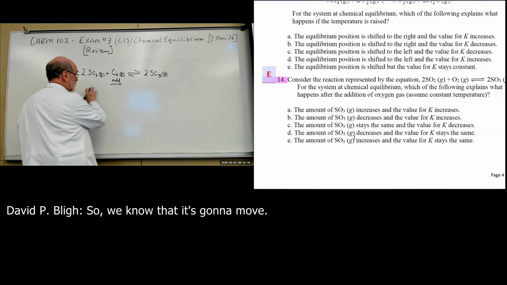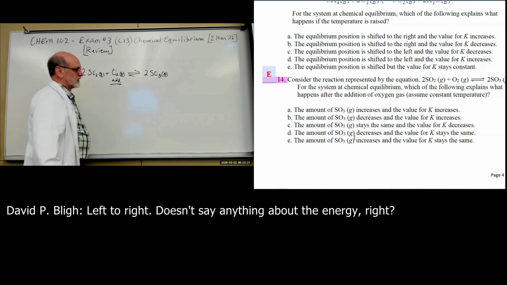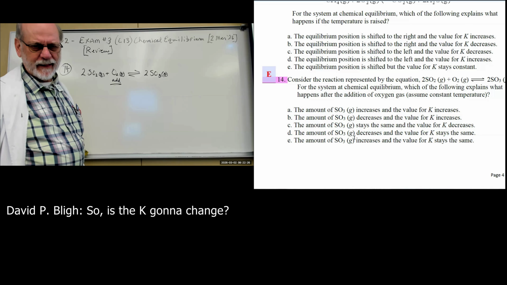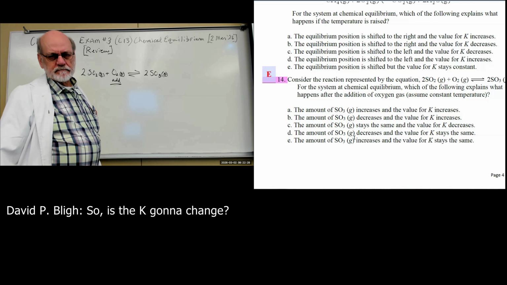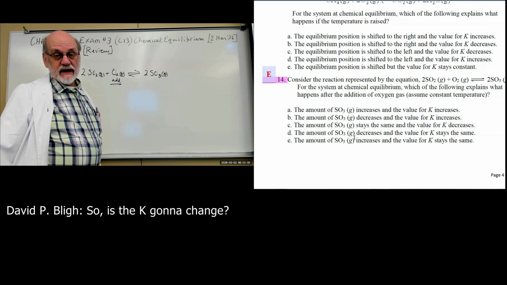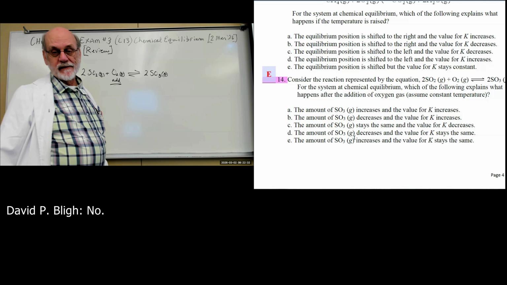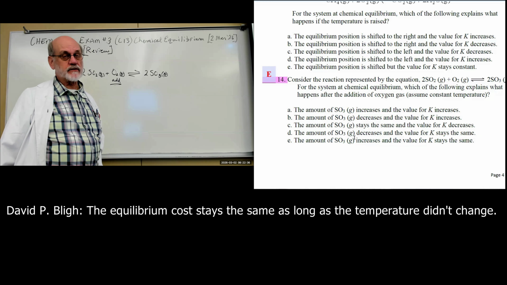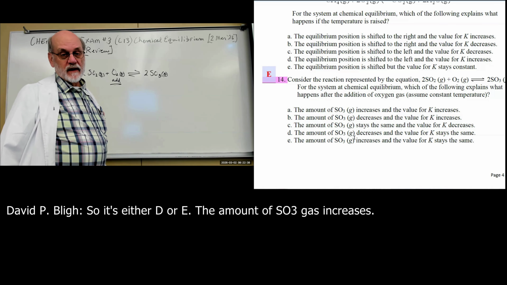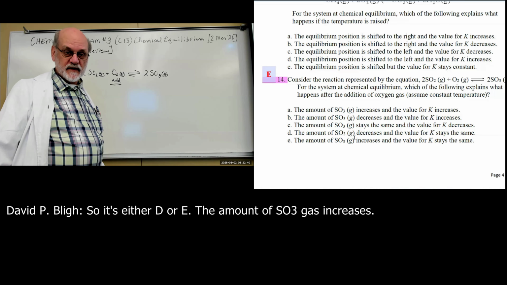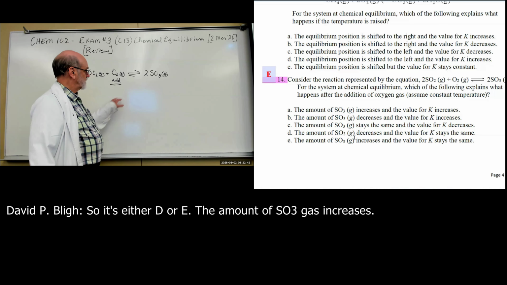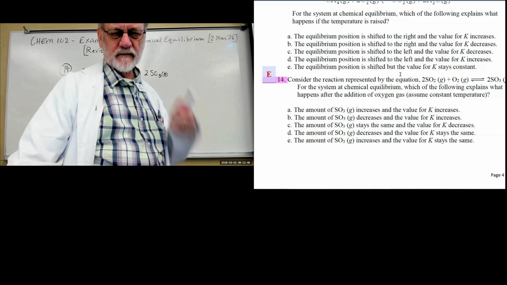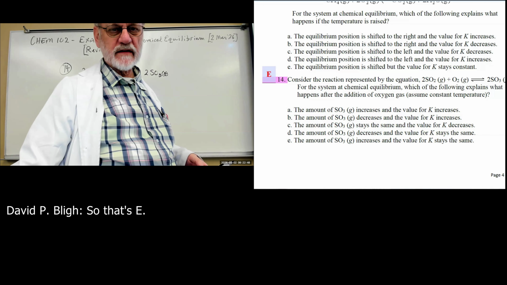So we know that it's going to move left to right. Doesn't say anything about the energy, right? So is the K going to change? No. The equilibrium constant stays the same as long as the temperature didn't change. So it's either D or E. The amount of SO3 gas increases. Right. So that's E.